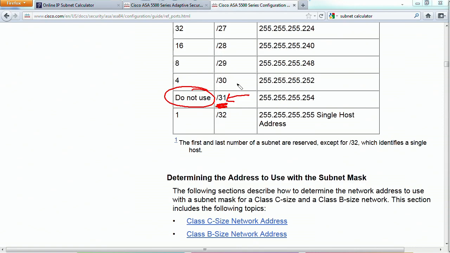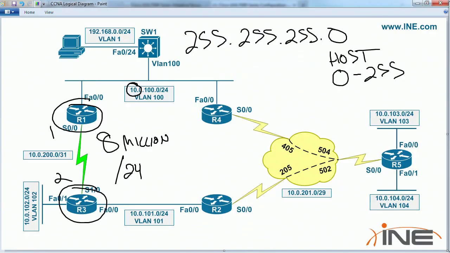But in newer code and newer operating systems, it's not a problem. So you would typically see this used for a point-to-point interface, where if you have just 2 devices, like router 1 and router 3, I know that I only need 2 addresses on there. Whatever the first address and the second address, we could put this as a /31.